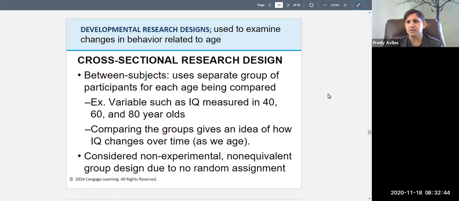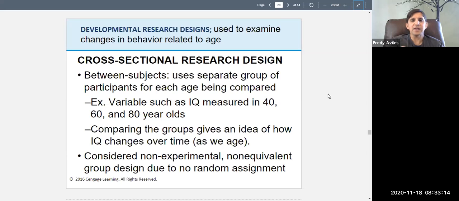These are research designs that are used usually when you study people over time, like in developmental psychology, or lifespan development, lifespan psychology, something like that, right? So a cross-sectional research design is a between subjects design. You use different people for different groups, okay? So you use a separate group of participants for each age being compared. A cross-sectional research design, all it does is it compares people of different age.